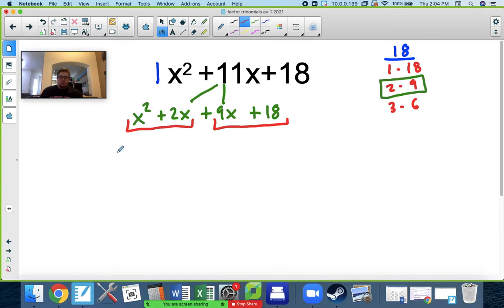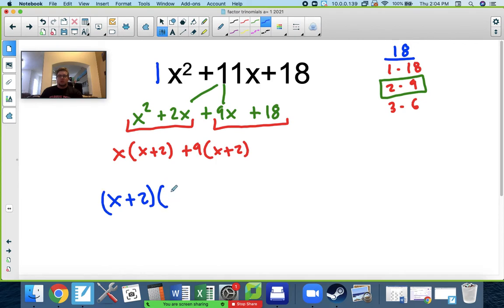x squared plus 2x, so we have x comes out, leaving us x plus 2. The second one, 9 comes out, so we're left with x plus 2. And last but not least, with factoring by grouping, the x and the 9 go together, and then I write one of my x plus 2's in my answer.